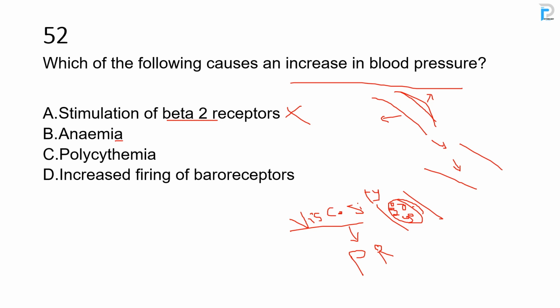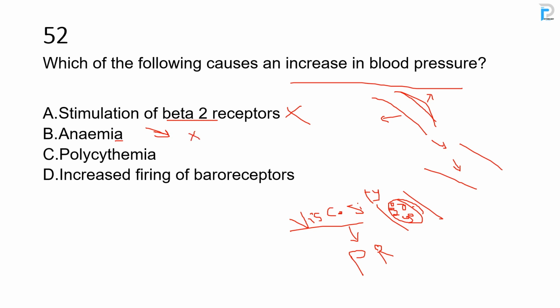So a decrease in the number or count of red blood cells decreases blood viscosity. Decreased viscosity of the blood actually contributes to a decrease in blood pressure, not an increase. So anemia will cause a decrease in blood pressure, especially diastolic pressure. That's why this is wrong.